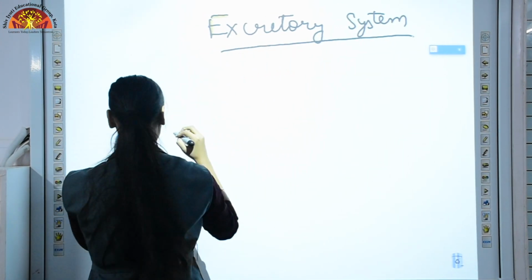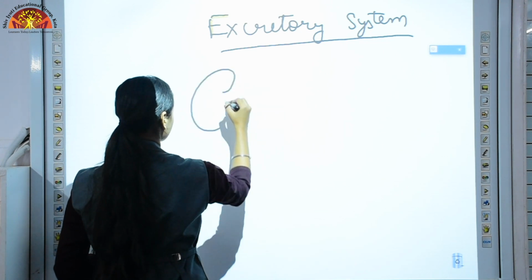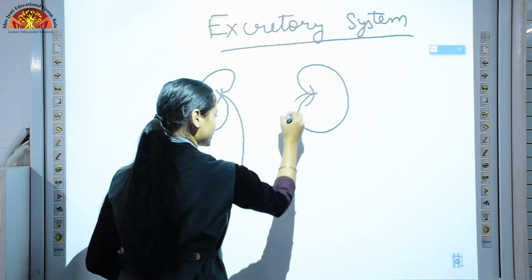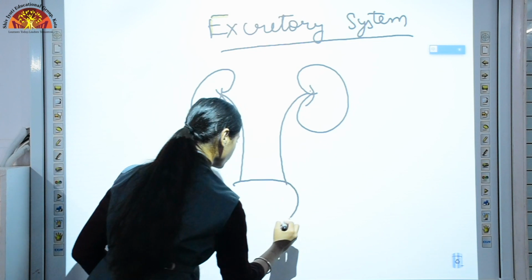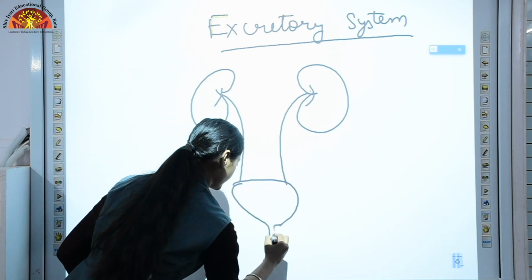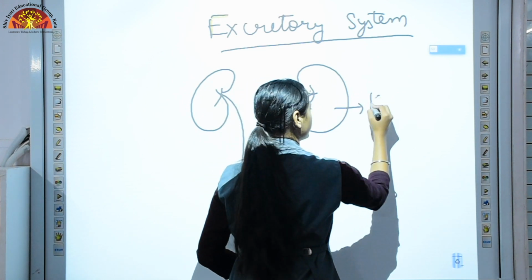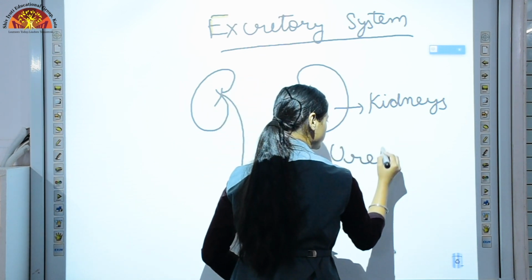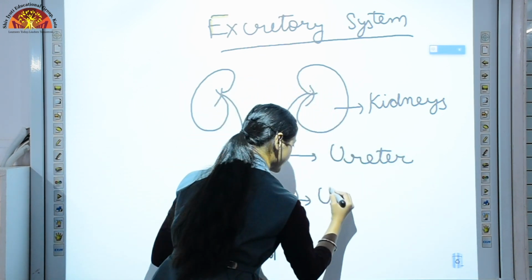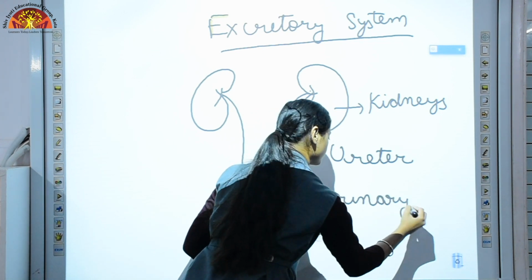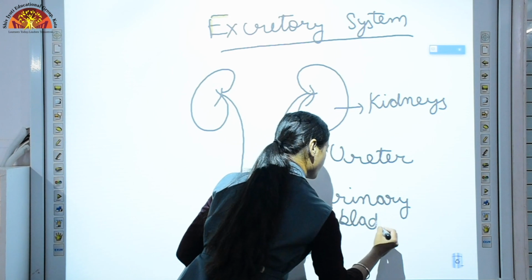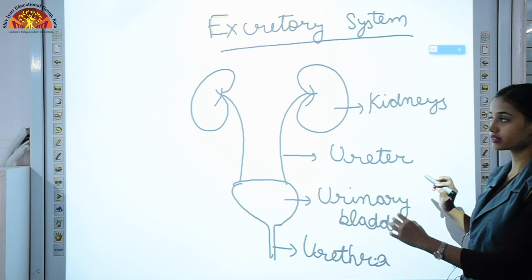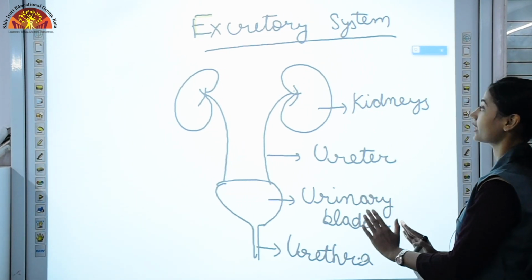In our excretory system, two kidneys are present, two ureters, a urinary bladder, and at the bottom the urethra. These are kidneys. We have two kidneys, two ureters, one urinary bladder, and one urethra. This is the structure of our excretory system: kidney, ureter, urinary bladder and urethra.